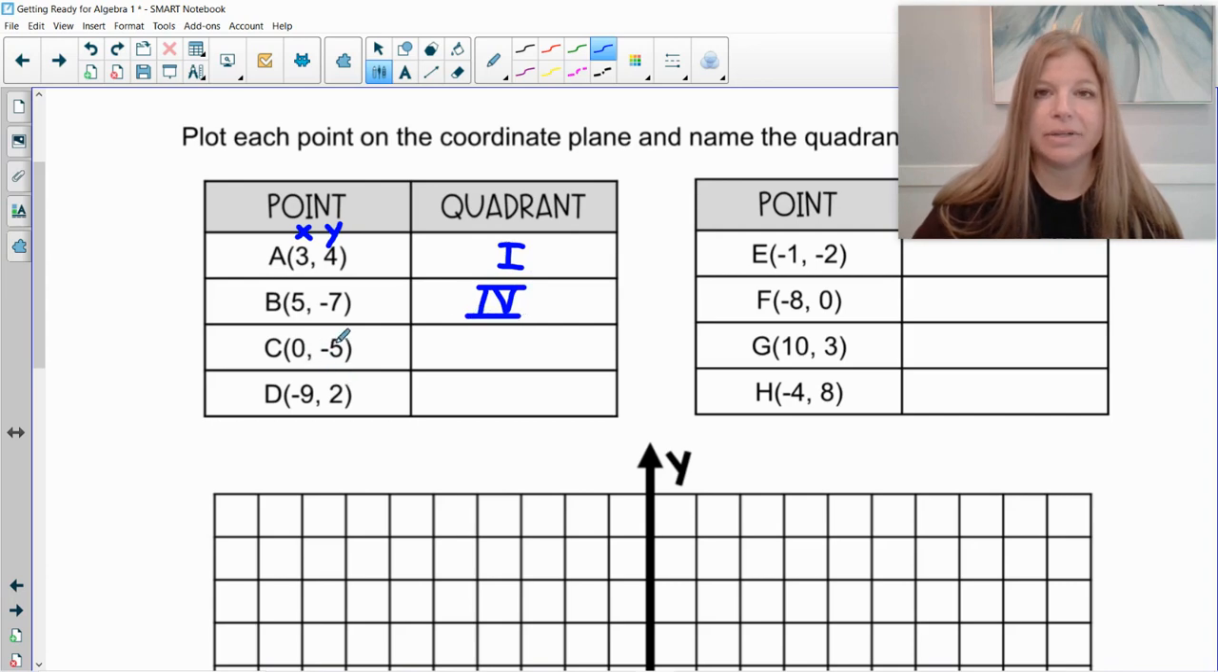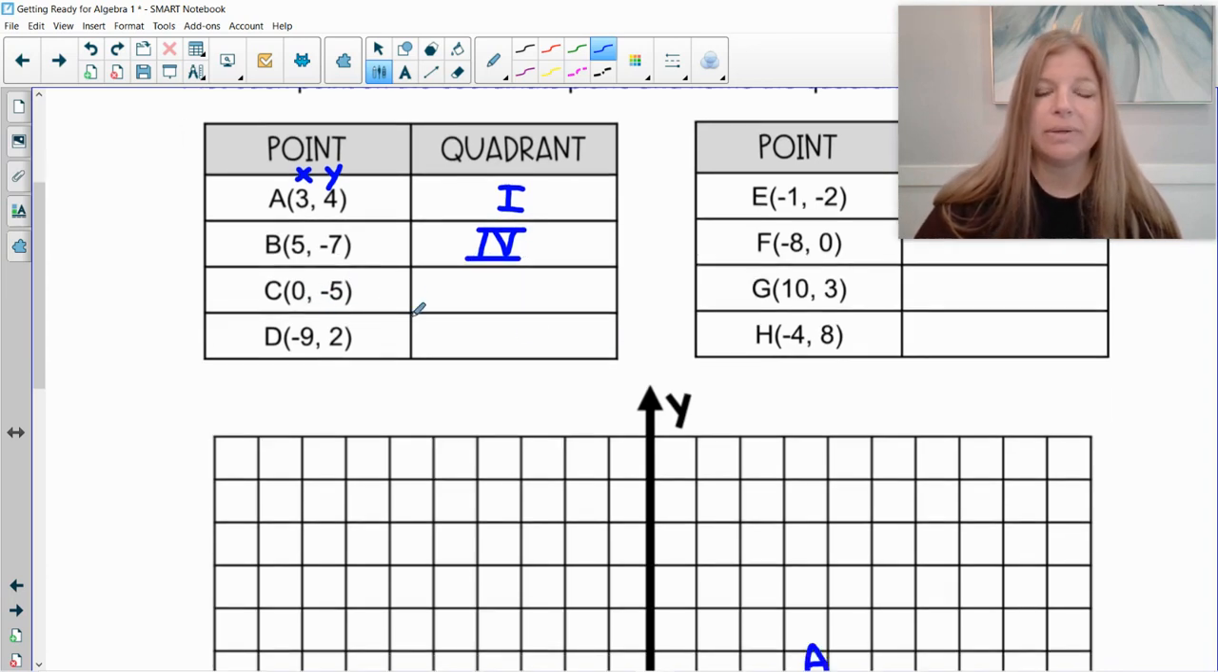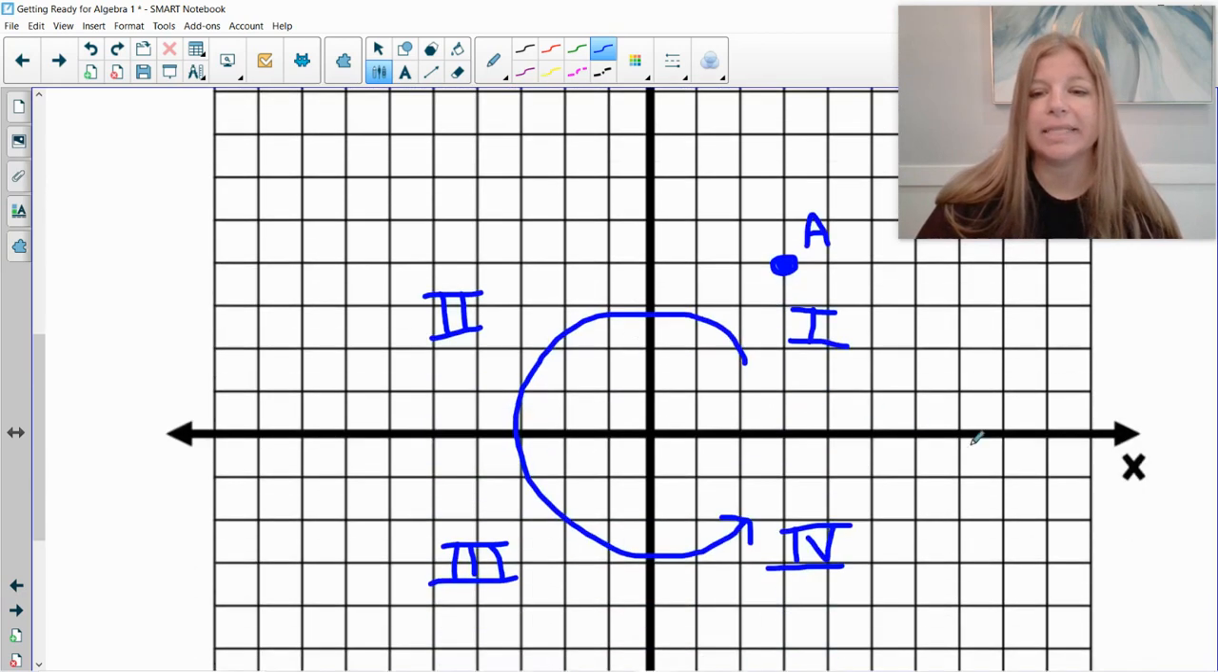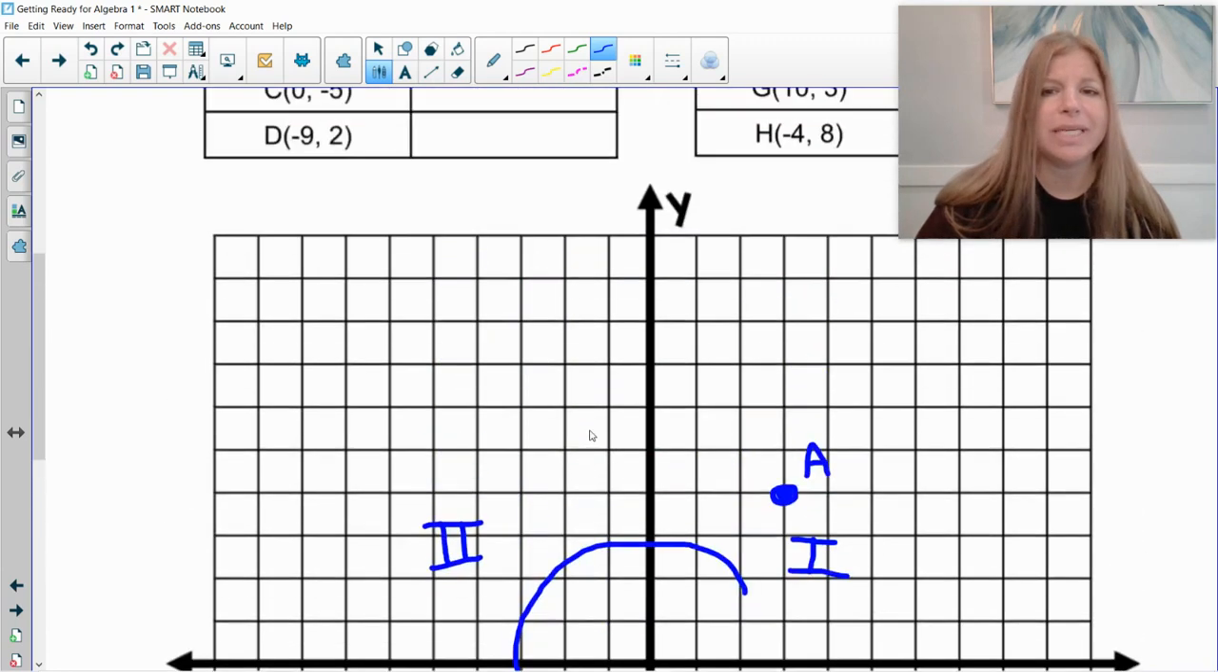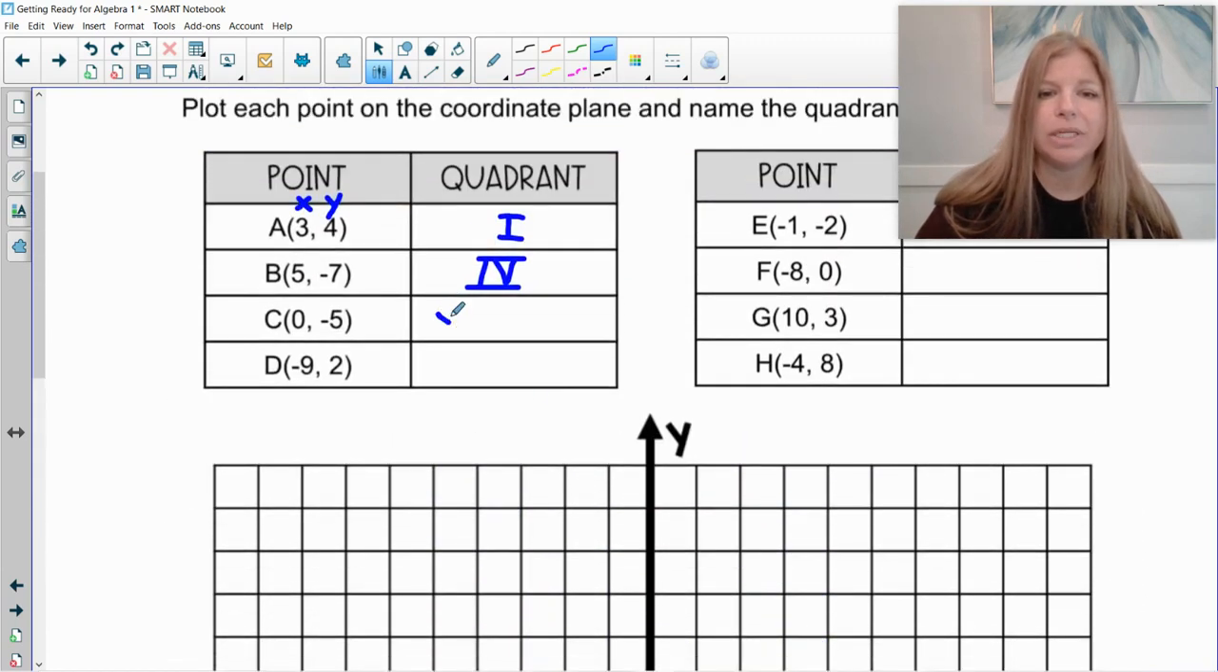C is at 0, negative 5. So 0, negative 5 would mean on the x-axis, I'm at 0. And then on the y-axis, I go down to negative 5. 1, 2, 3, 4, 5. This is the point of where C is. Now, is C exactly in quadrant 3 or in quadrant 4? No, it's right on the line. So we don't say it's in any quadrant. Instead, we're going to note that it's exactly on the y-axis. So we're going to say it's not in any quadrant, it's just on the y-axis.